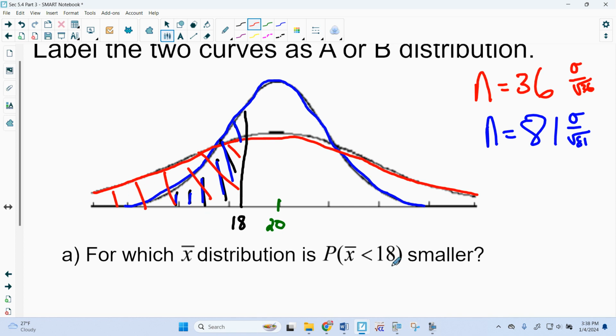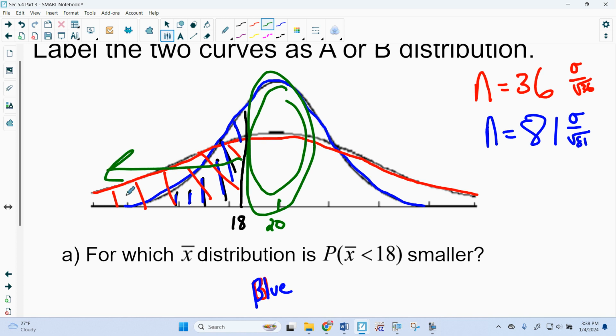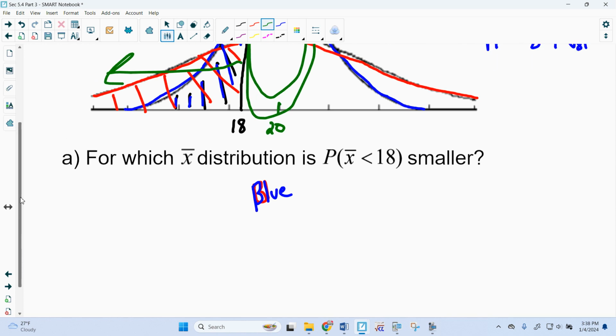So which one's smaller? It would be the blue, and that's really messing you up by writing blue in red. It would be the blue is smaller, okay? Because blue has more in the middle, is another way to think about it. Blue has more in the middle, so it has less out in the tails.